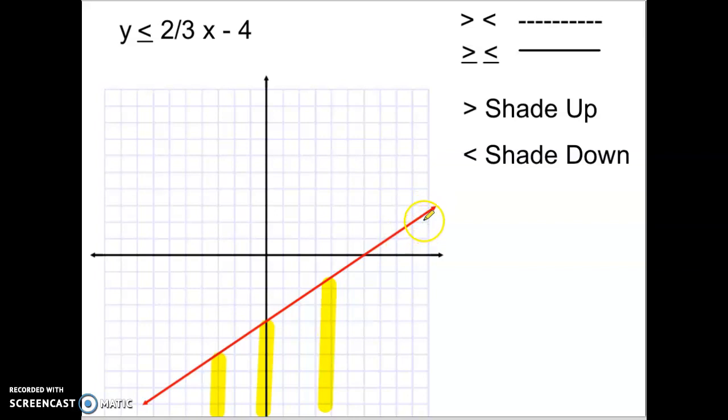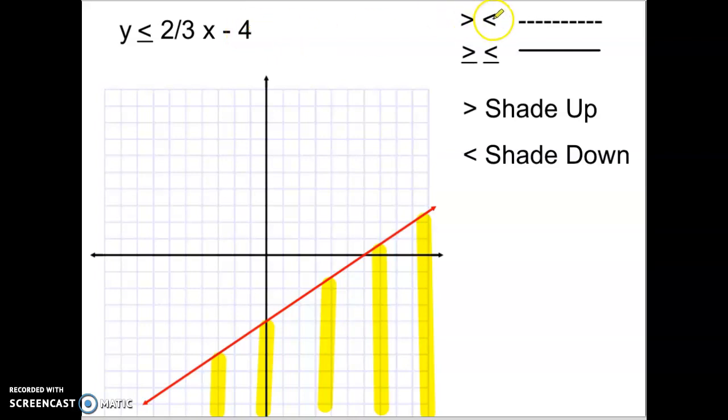Going down and down and down. I think you get the point on that. I don't think I have to shade the whole thing, but that gives you a good idea of how you shade down from there. So when you have an inequality, you do it just as you would have done graphing an equation in y equals mx plus b form. You'll notice it's still in y equals mx plus b form, so graph it the same way.